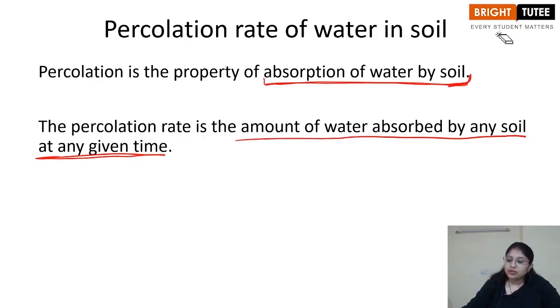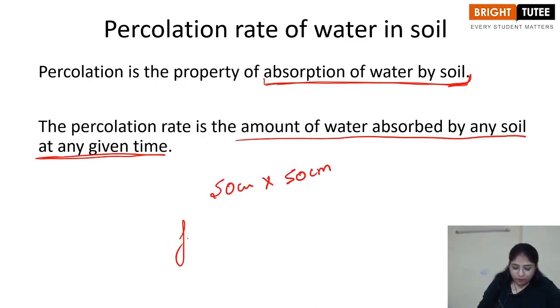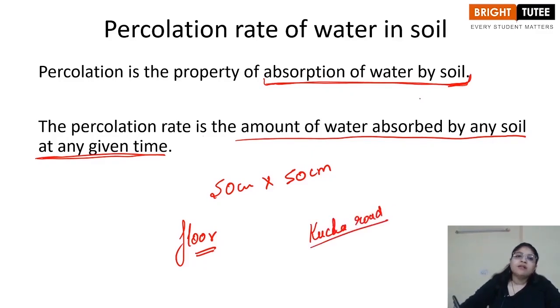To understand percolation and what exactly we mean by this property, we can do a simple activity. You can mark two different squares of 50 centimeters by 50 centimeters each. You are going to take two areas. One is a floor in your house, it can be a veranda floor which has tile or cement on it. The other is your kacha road. A kacha road is basically a road which doesn't have concrete in it. It is made up of mainly soil.